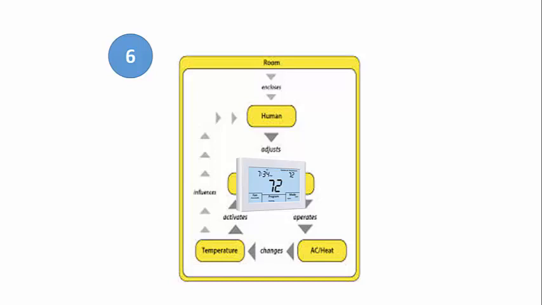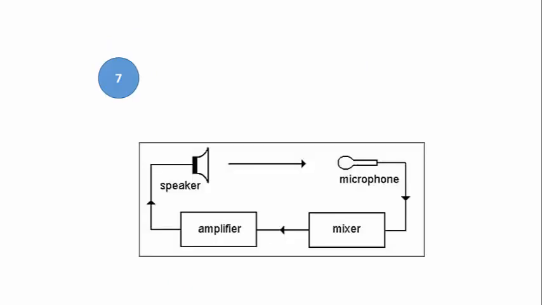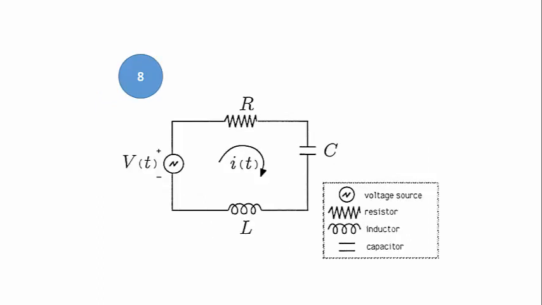Here's another system. Think, what is the physical system? And what are the possible inputs and outputs? I'm not going to tell you. And another one, an audio system. What are the inputs? What are the outputs? Things that you can measure. And again, another circuit. What's going in that you can measure? What's going out that you can measure?